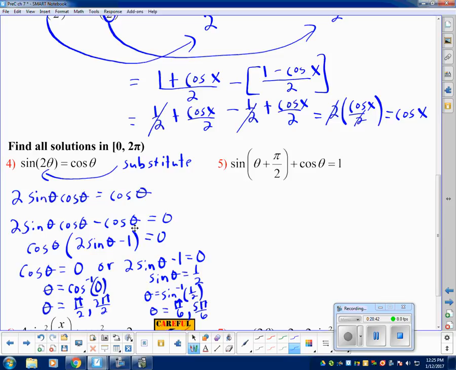Okay. Remember the extraneous solutions possibility? I think that showed up on our quiz at the end of the semester. All right. Number 5. So we have sine of something and cosine of something mixed in. Any ideas on what to do on number 5 before we go to solve it?